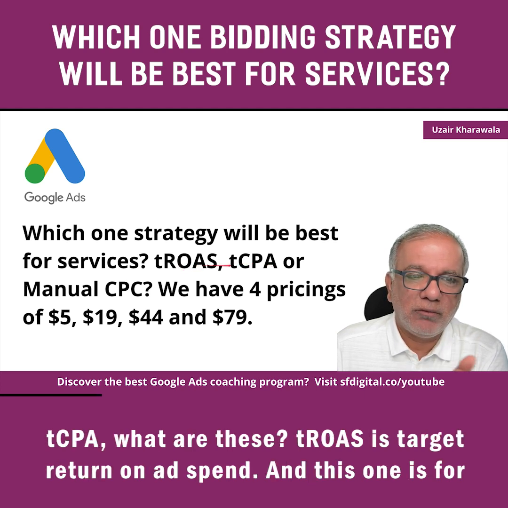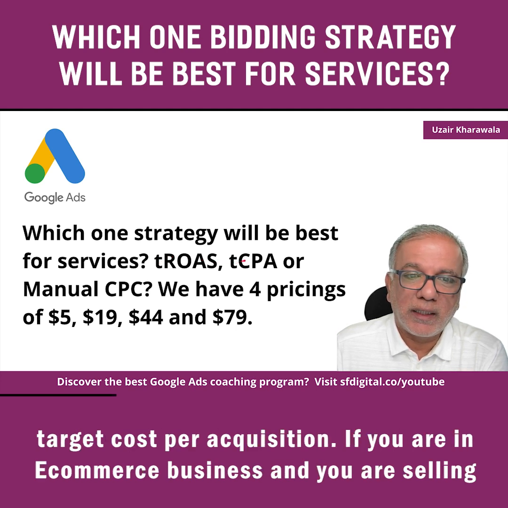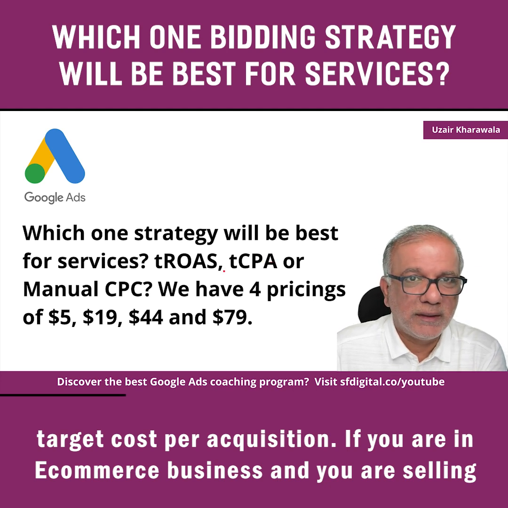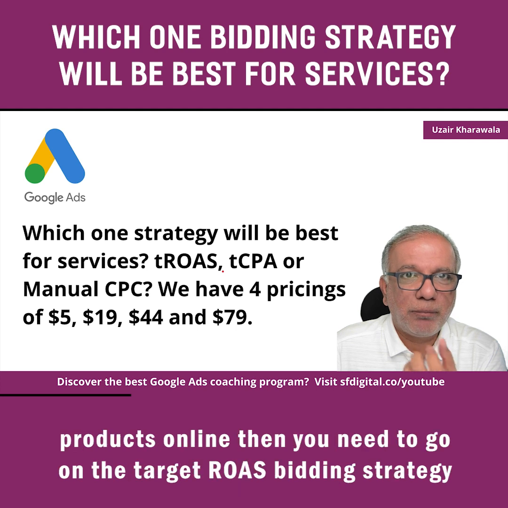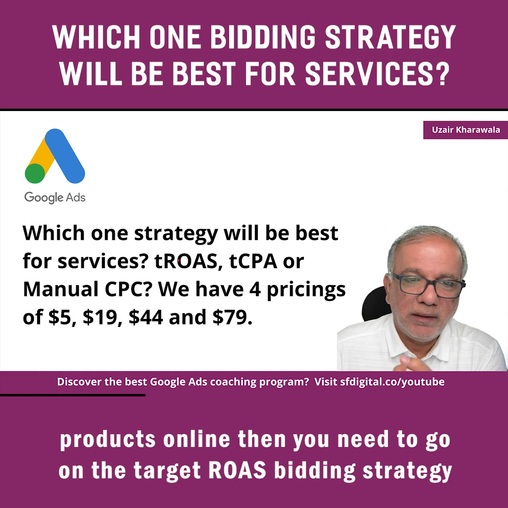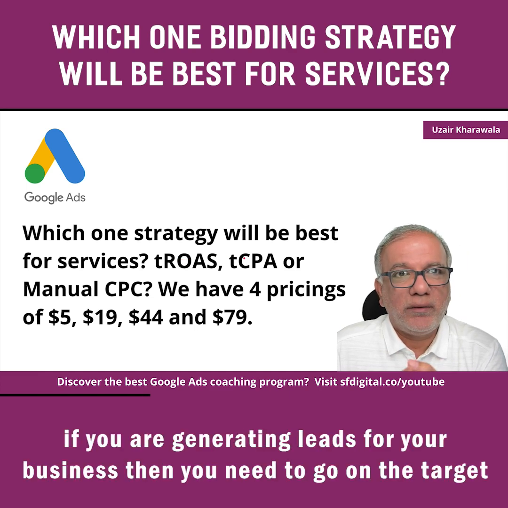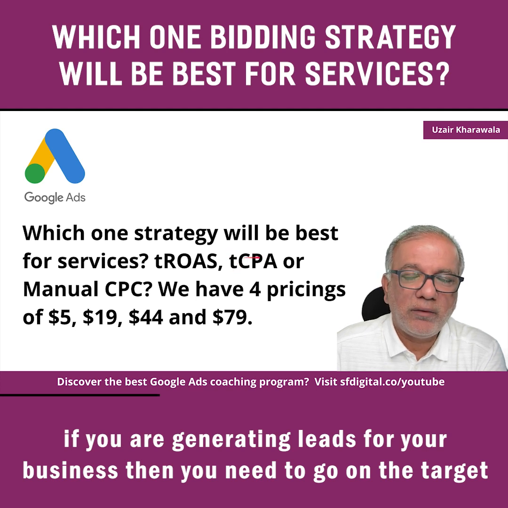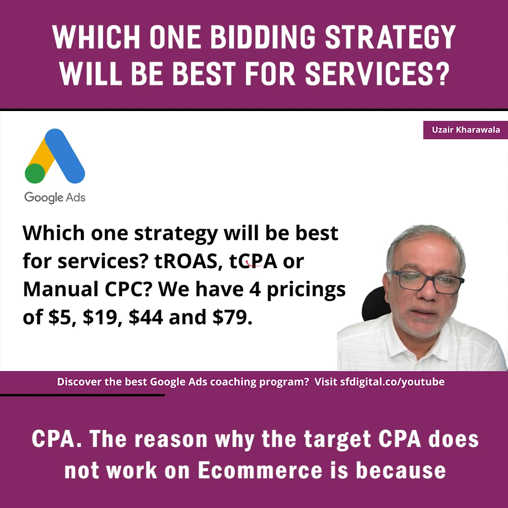tROAS or tCPA, what are these? tROAS is target return on ad spend, and this one is for target cost per acquisition. If you are in e-commerce business and you are selling products online, then you need to go on the target tROAS bidding strategy. If you are generating leads for your business, then you need to go on the target CPA.